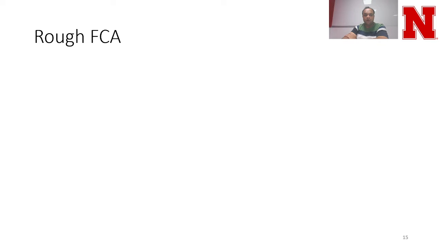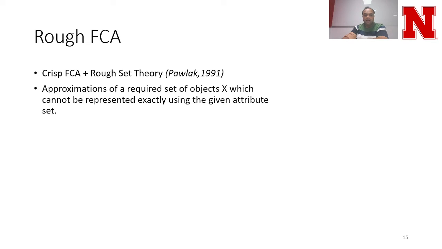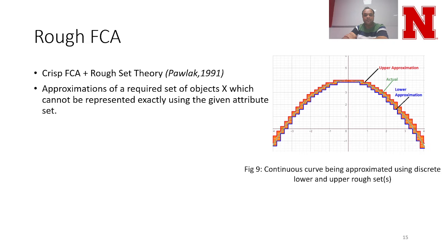So next, moving on to rough FCA. Now rough FCA is again the original crisp FCA which we saw, and adding to it is rough set theory. So rough set theory basically says that certain sets of objects can be approximated by a lower and a higher bound. So this is very useful where certain sets of objects cannot be uniquely represented by a given attribute set.